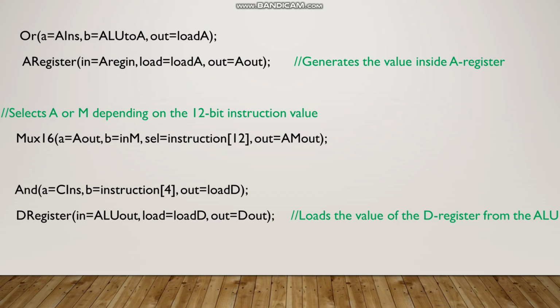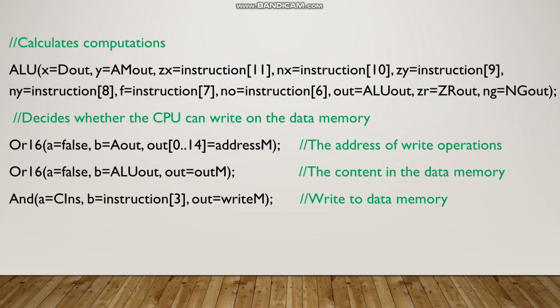Next is another Mux16 that takes in the output of the A register and the value that is currently selected in the data memory register, M. This will select which one to output, A or M. Either A or M will be fed into the ALU depending on the 12-bit instruction value. The AND gate is employed to determine whether the ALU output is loaded to the D register. The D register is then implemented to load and store the value from the ALU.